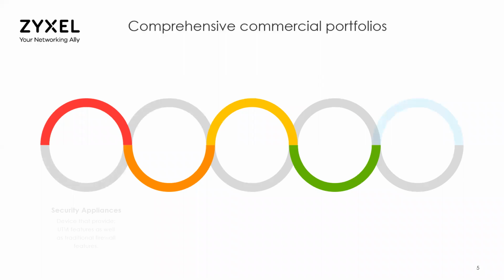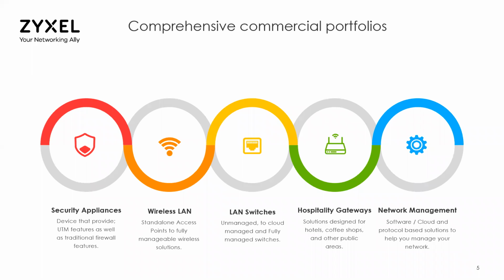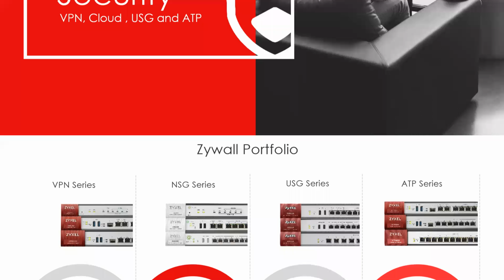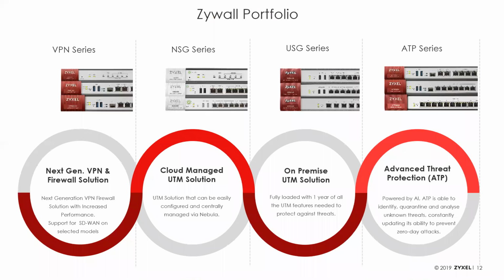So when we look at our channel products, the main categories we have are our security appliances, wireless LAN, switching, hospitality gateways, and various different ways of doing network management. So we'll get started talking about security. So security includes our VPN series, our MSG series, our USG series, and our ATP series. Rather than delve in depth into each one of these, we'll just provide some high-level overview of some of the features that are shared by pretty much all of the products in this group.